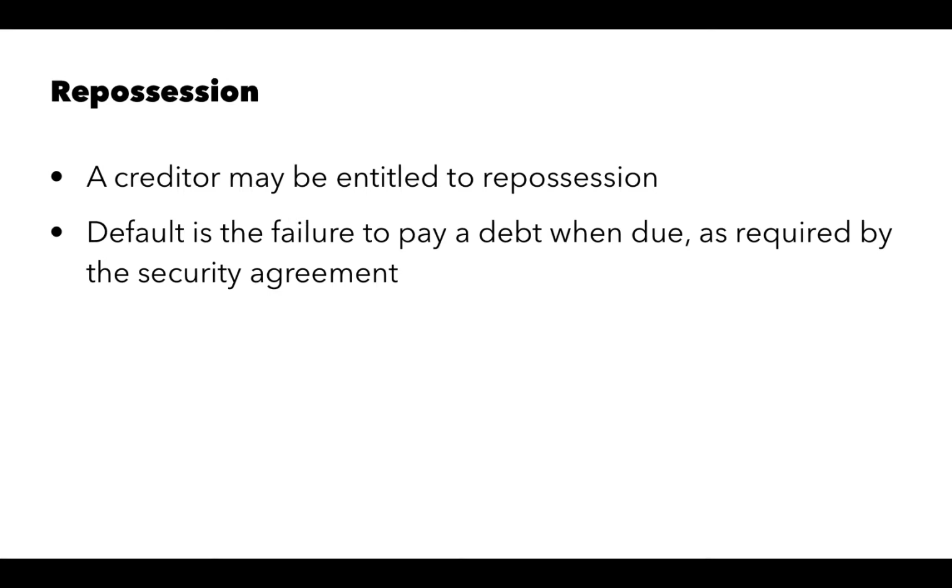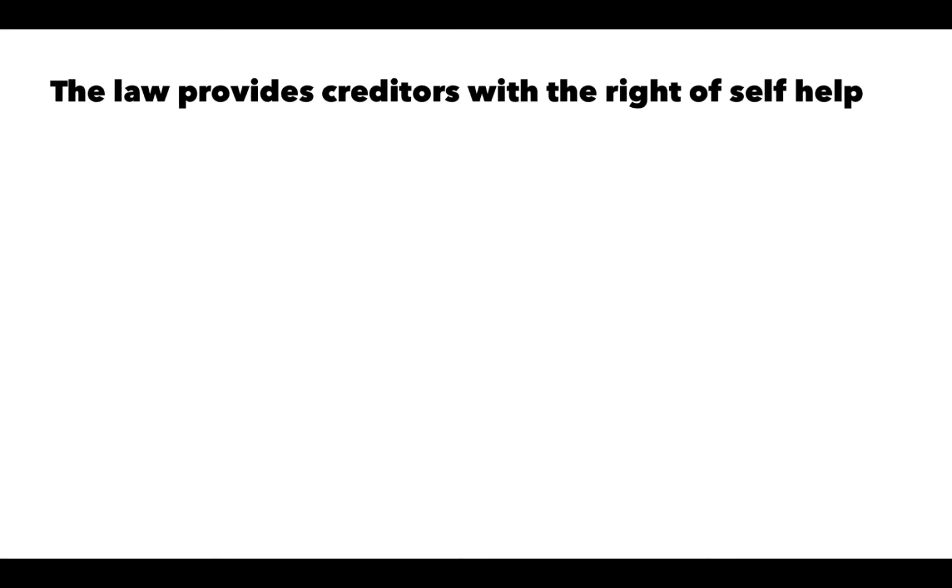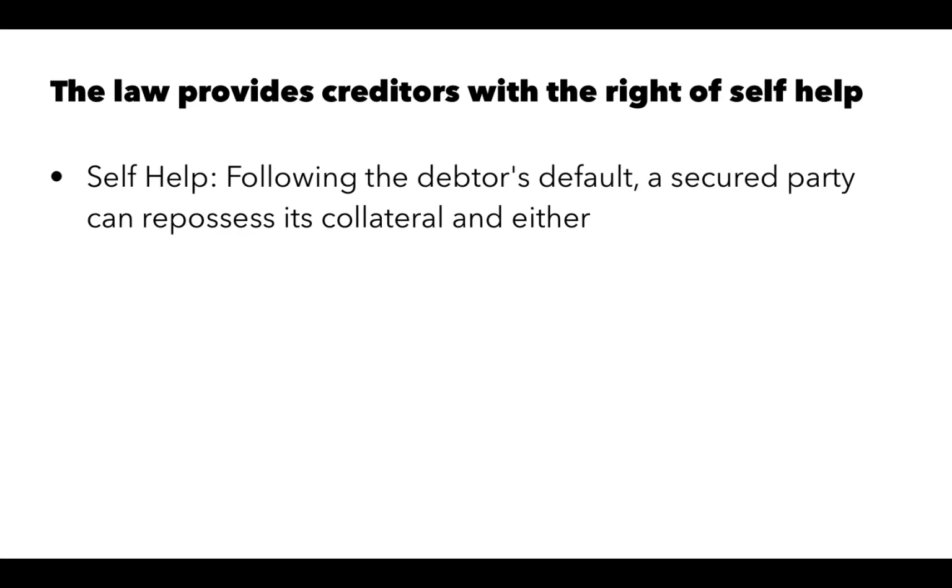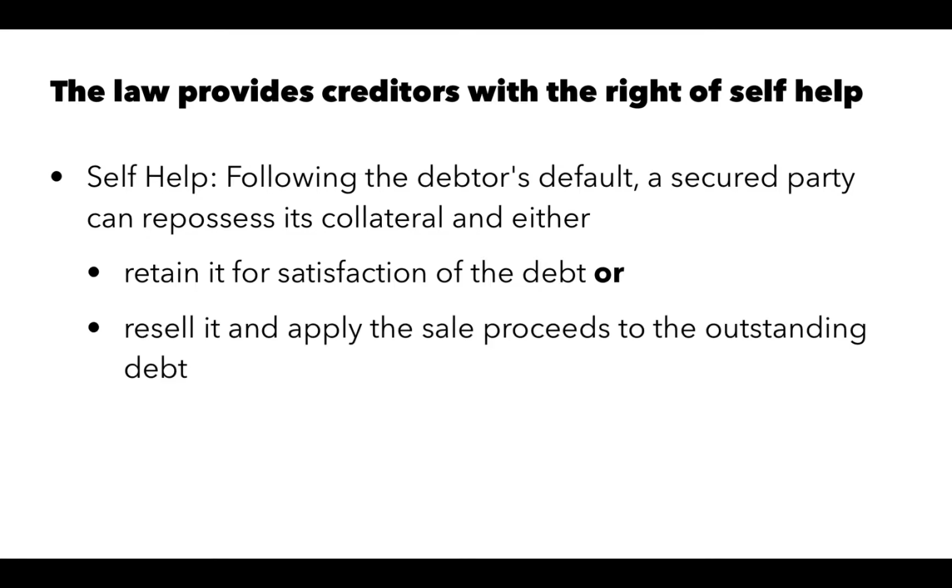When we talk about default, the default is the failure to pay the debt when due, as required by the security agreement. The law also provides creditors with a right of self-help. Self-help means that following the debtor's default, the secured party can repossess its collateral and either retain it for satisfaction of the debt or resell it and apply the sale proceeds to the outstanding debt.